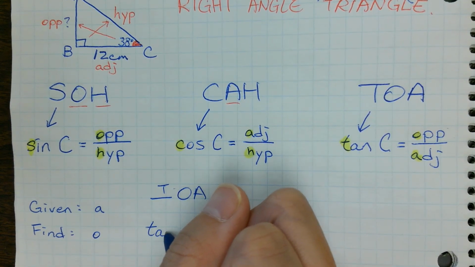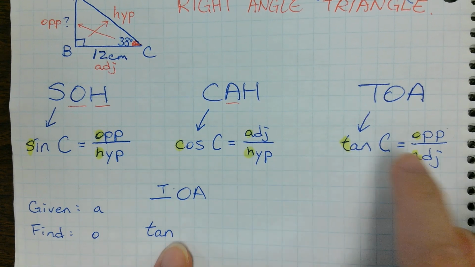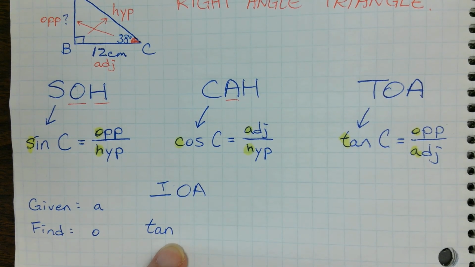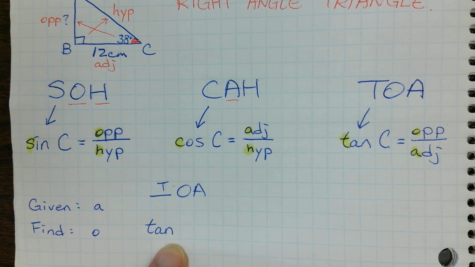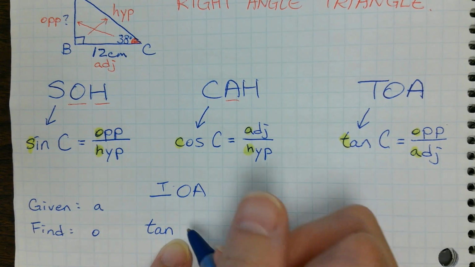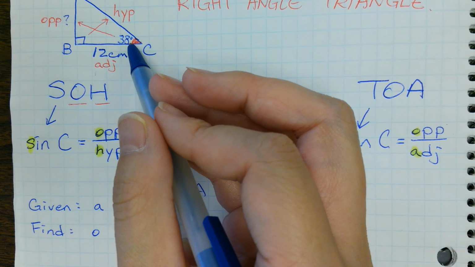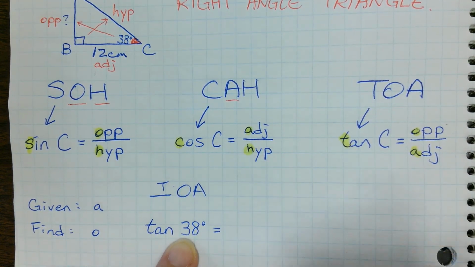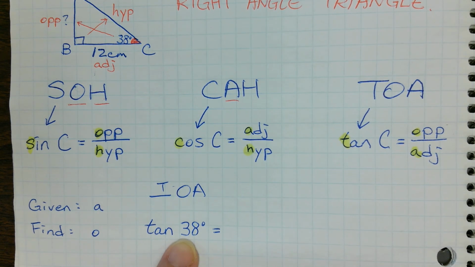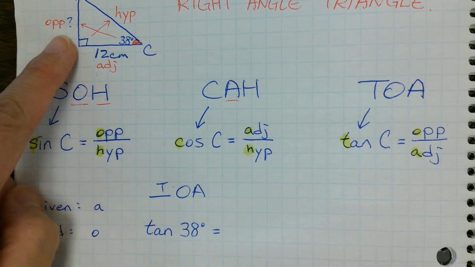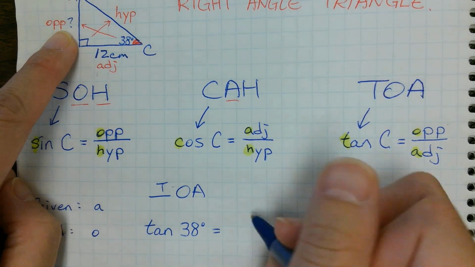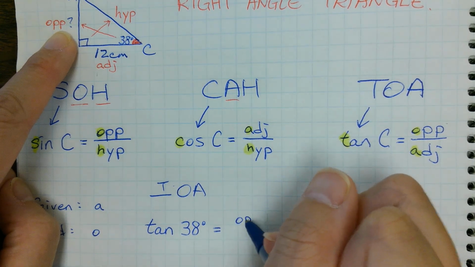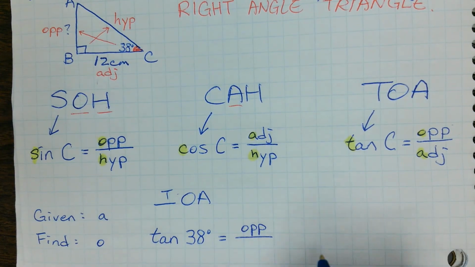So, let's set it up. Tangent. Do I know angle C? Is it given? How much is angle C? 38 degrees. So tangent 38 degrees equals opposite, which is what we don't know. So we're going to put O for opposite, or you can use a variable.